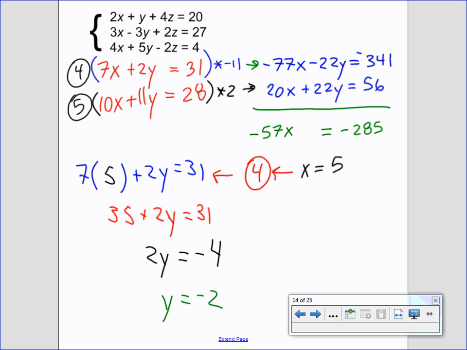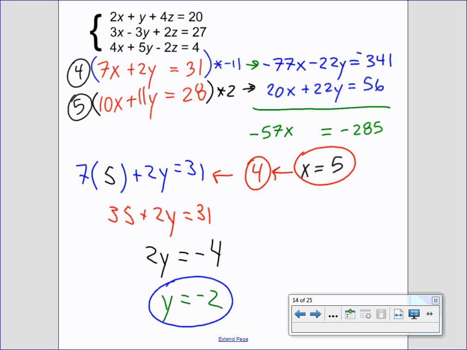Goodness gracious. So at this stage in our lives, we've got an x value. We've got a y value. Where, pray tell me, could we go and find out a z value? Well, it's not going to be in equation 4. It's not going to be in equation 5, but it could be in any of the originals. And so again, I'm going to go ahead and purposely choose one of the original equations. X is 5, y is negative 2. I think I'll go ahead and substitute into maybe that first one. I'll go into the first one.